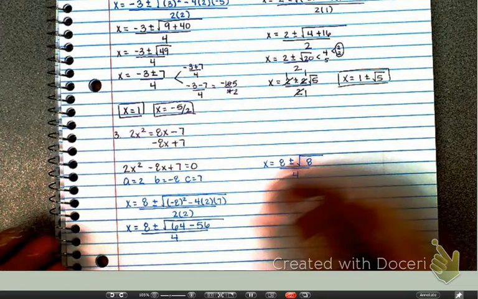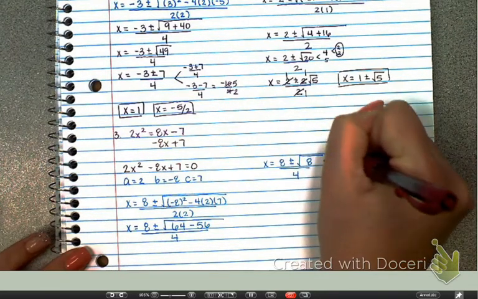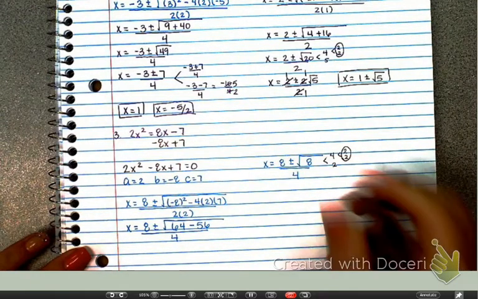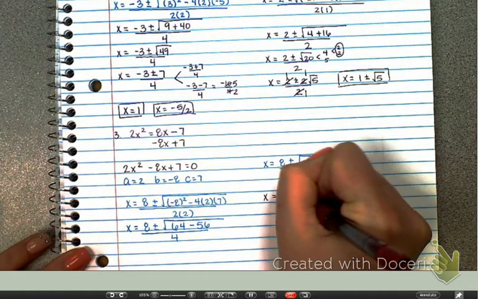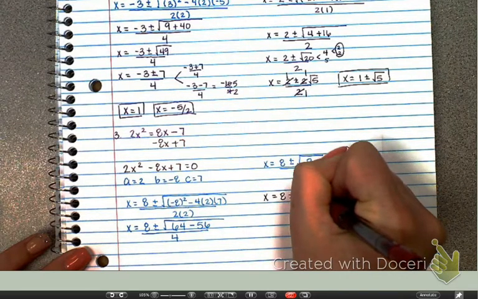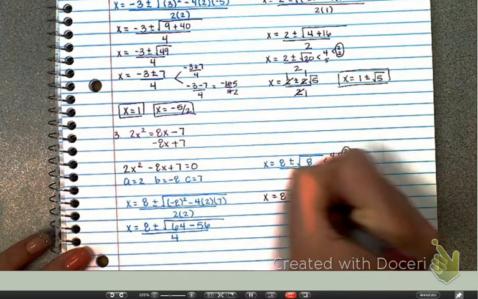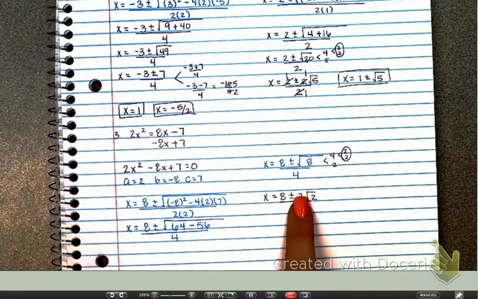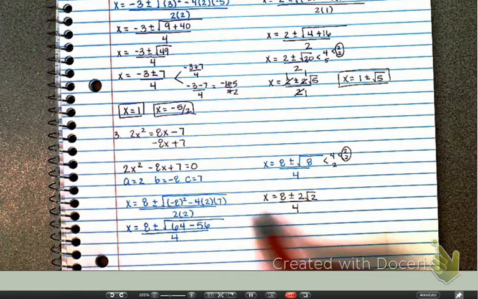Yes. 4 and 2, and 2 and 2. So I can pull out a 2. So I have x equals 8 plus or minus 2 square root of 2 over 4. Is there anything else that I can do? Nope. 2 goes into 4, 8, and 2. You always simplify as long as it goes into all 3 places.